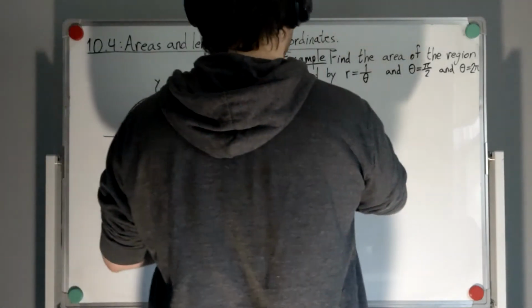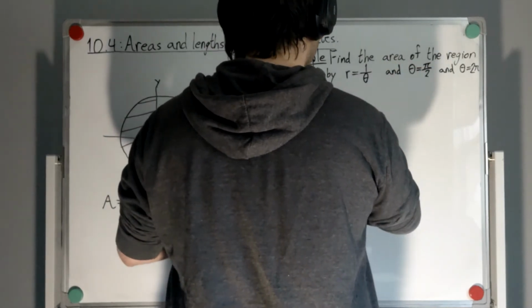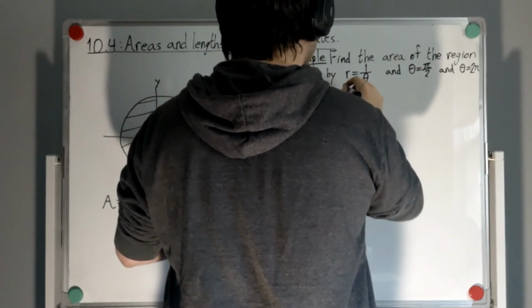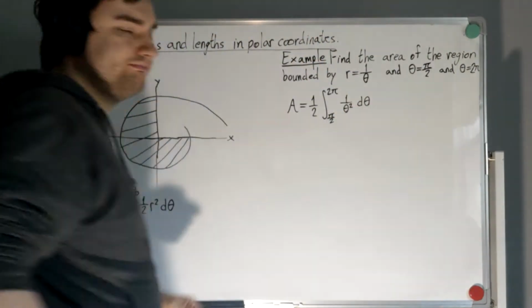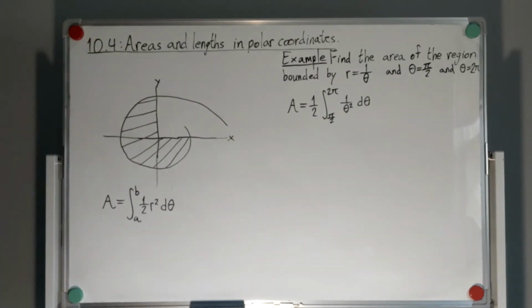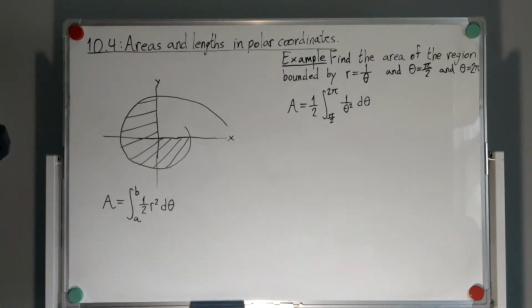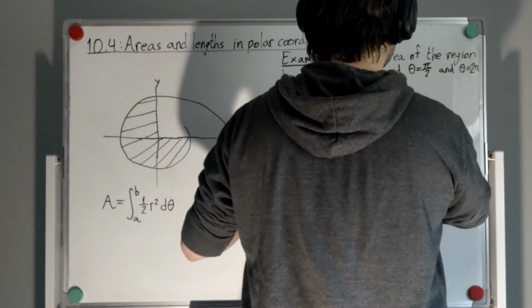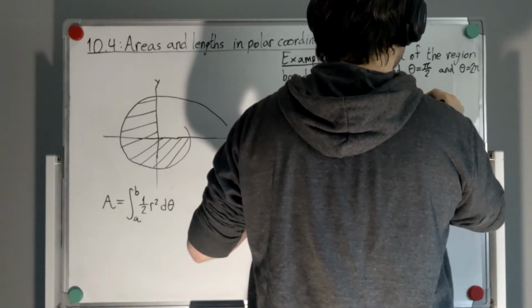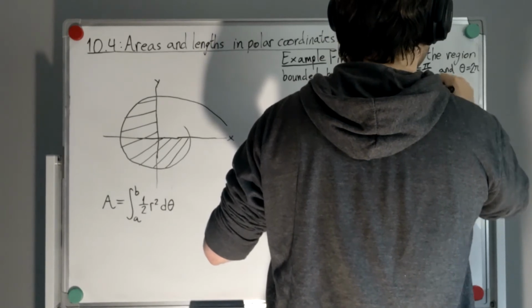So all we have to do is say the area is 1/2 integral from pi over 2 to 2 pi of r squared d theta. And so in our case here, the antiderivative of 1 over theta squared just comes out to be negative 1 over theta. And you evaluate this from pi over 2 up to 2 pi.